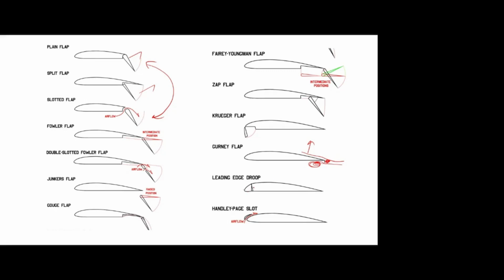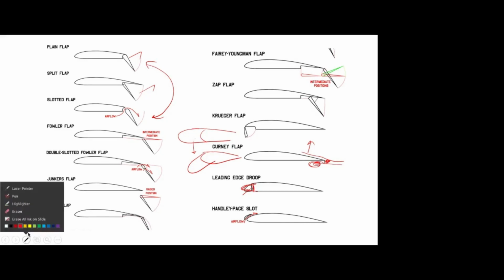And this is the drooped leading edge. That means the original airfoil will be like this, right? And a certain portion of the leading edge is tilted downward. This is the normal airfoil. Drooped means this portion will be deflected downward. This portion is called drooped. Like that, n number of methods are there.